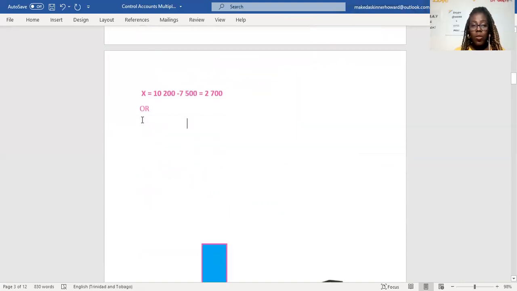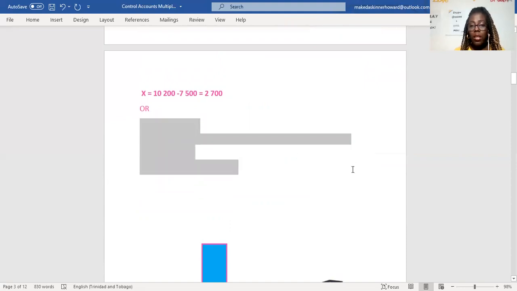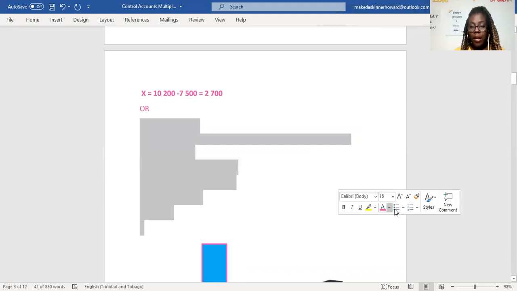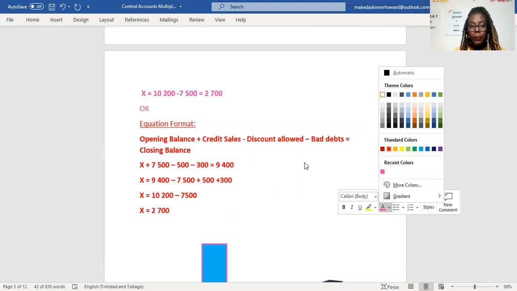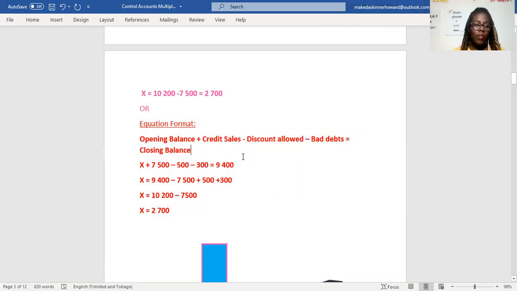Another way you could work this out is just using a simple mathematical equation. But to do this, you have to know what will be added to the balance and what will be deducted from the opening balance. So on the screen, I have some information in red. We have the opening balance. We would now add the credit sales to that. We will minus any discounts allowed, any bad debts, and that should be equal to our closing balance.